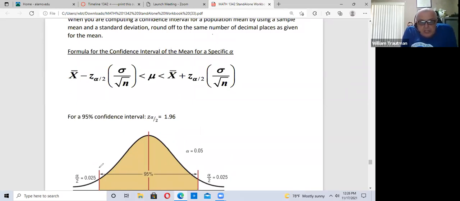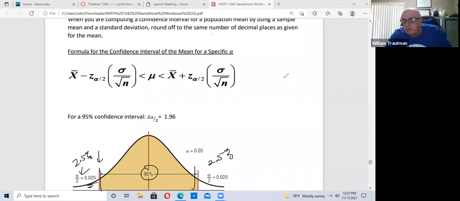So that means the middle 95% is shaded in. That means we still have 2.5% over here and 2.5% over here. So if we wanted to find the Z value for 2.5%, we can do that on our calculator, if you remember how we did that. I'm going to do that right now, if I can set up my calculator so you guys can see it.